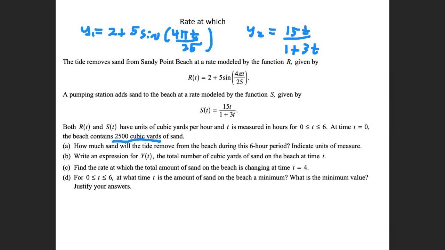Okay, so the tide removes sand. So that's my y1. So I'm going to do integral 0 to 6, and then I want you to just plug in y1. I want you to see if that works. Okay? Use your calculator, see if you can find the value for that.